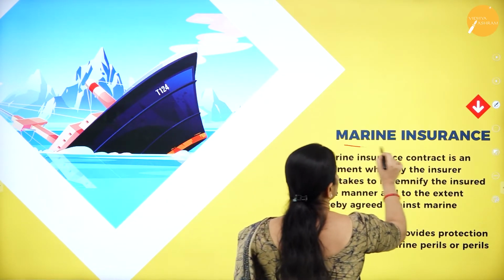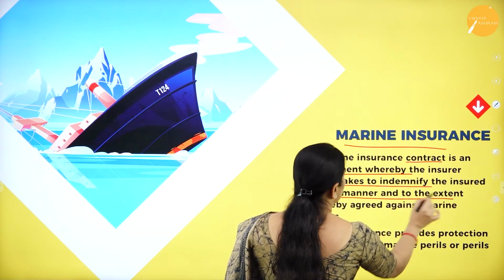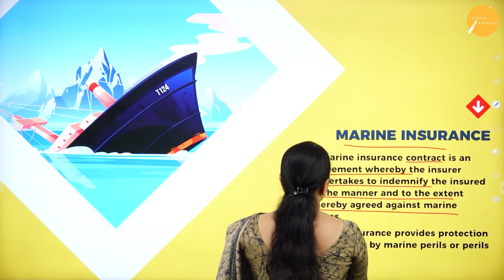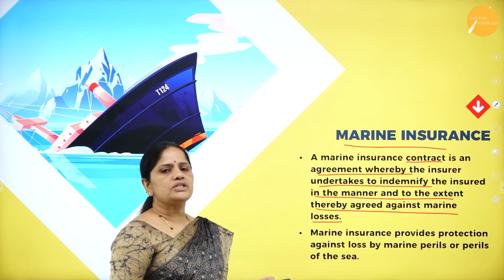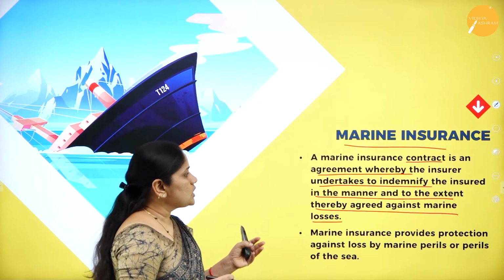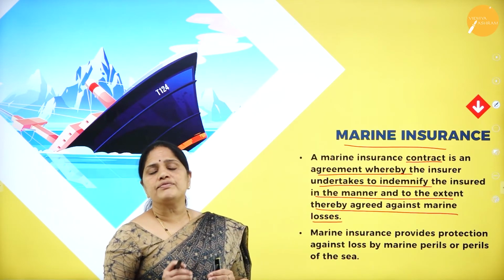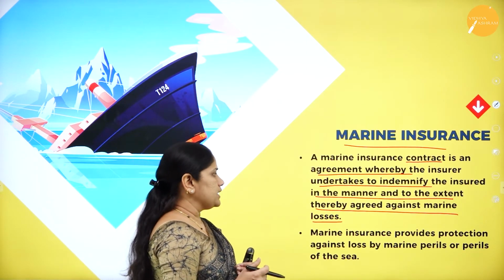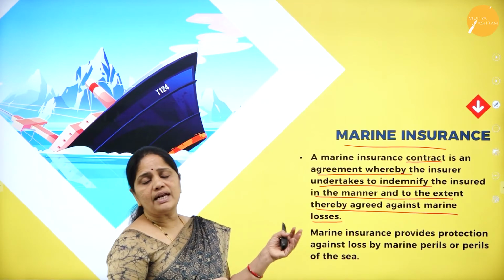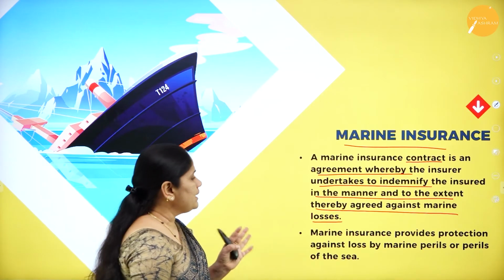Now marine insurance is a contract or an agreement whereby the insurer undertakes to indemnify the insured in the manner and to the extent thereby agreed against marine losses. So just like a life insurance and a fire insurance, we should understand that marine insurance also is a contract whereby the insurer undertakes to indemnify the insured. Whoever has purchased a marine policy will be the insured, and he will have to be compensated by the insurance company for any marine losses.